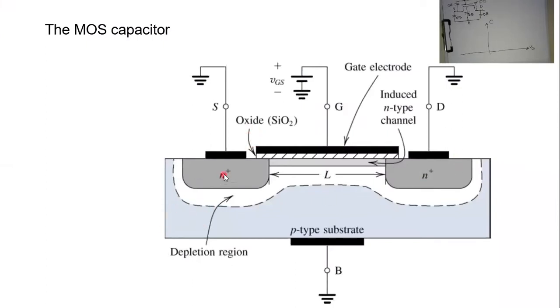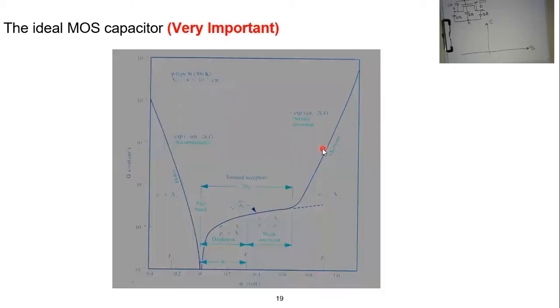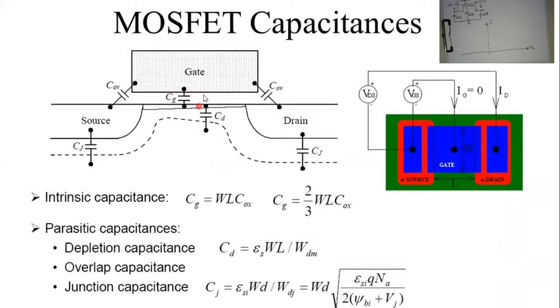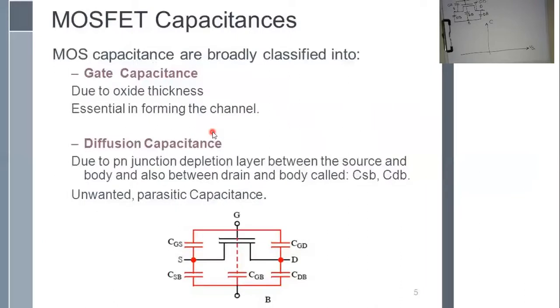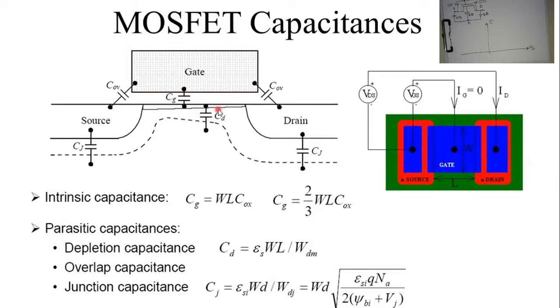So you don't have any important capacitance here. The capacitance is mainly due to this CG, the oxide capacitance. So this CG is the one which determines the impact of this capacitance. Now, once you go to the depletion region, then CD starts to appear.